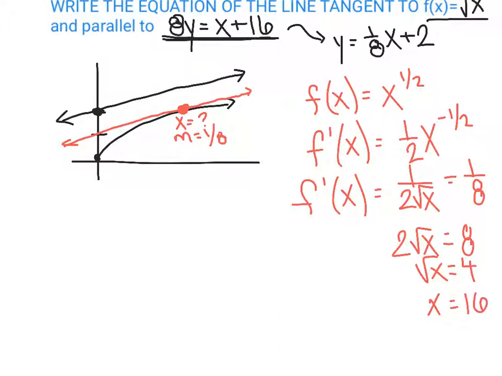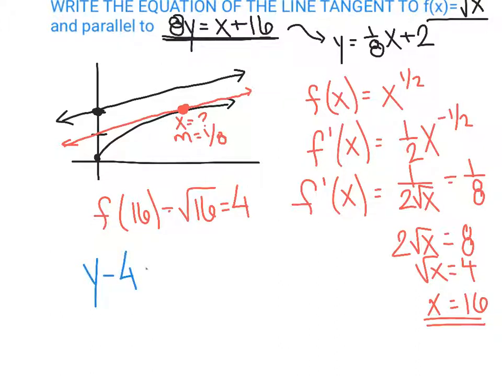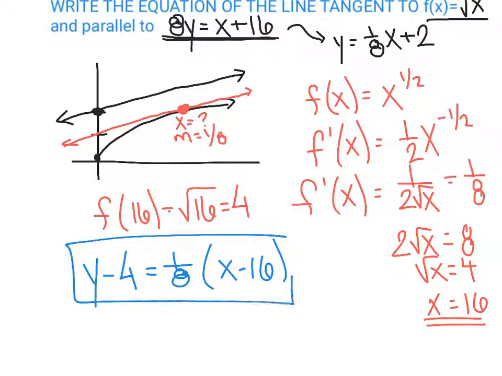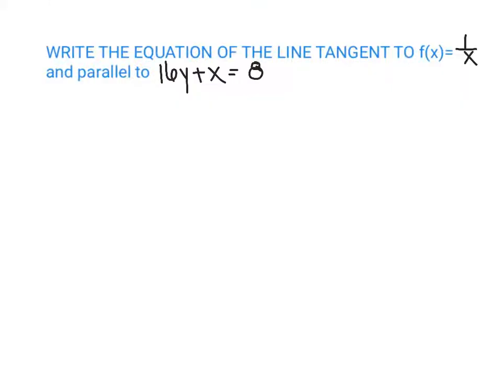So now I do need to plug this back into the original equation and say f of 16 would be radical 16, which equals 4. And if I put it all together, we could say y minus 4 equals 1/8 quantity x minus 16. And that's the equation right there. That's your final answer of this red tangent line at the top of the page.